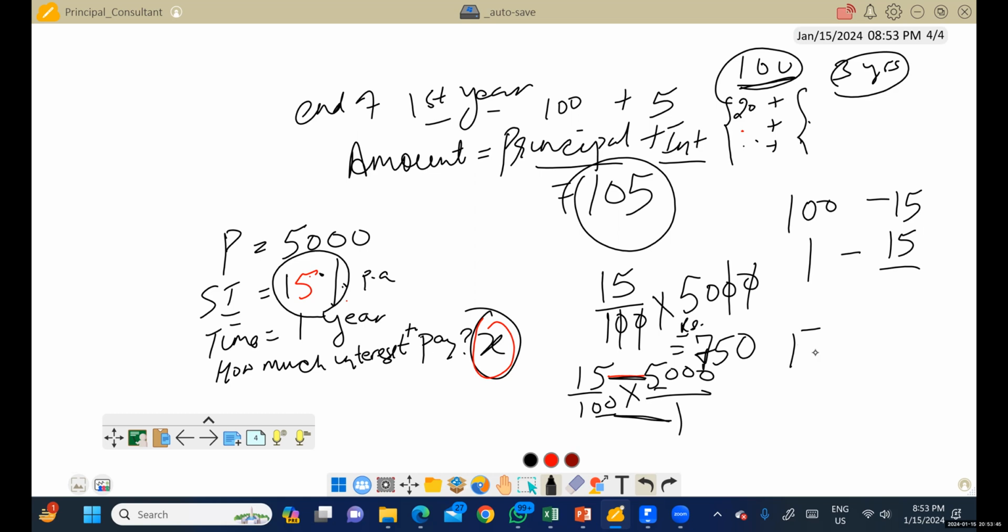I can say 15 into 5,000 divided by 100, the same thing, right? Right, Himangi? Yes, sir. So this is not a cross multiplication. This is called multiplying with this, and then dividing the whole thing. Is this clear? Yes, sir. Okay, good.